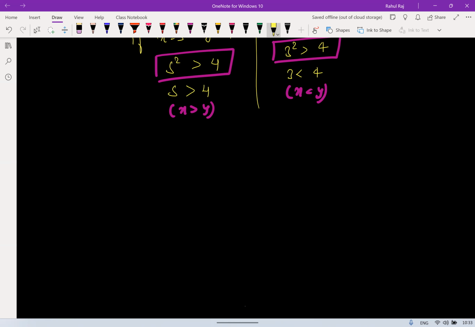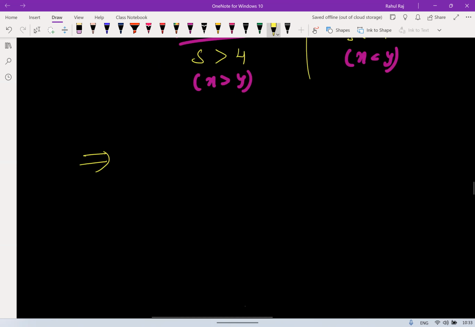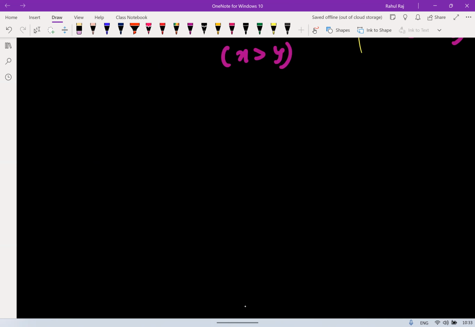Okay, so see, the next logic is A by B greater than 0. What do you mean by this? Always think in terms of sign. Simple, straightforward logic. A is greater than B.